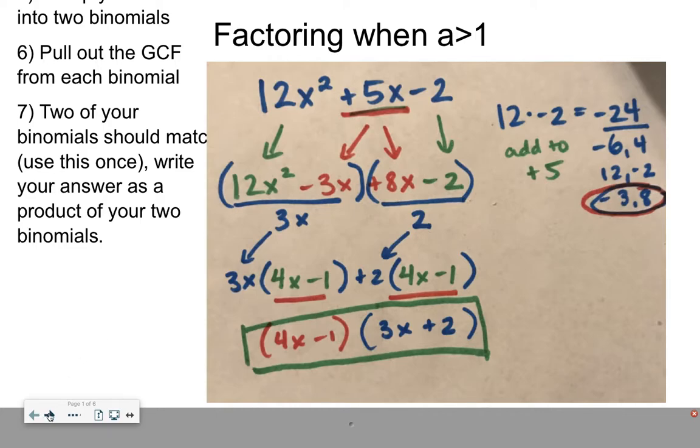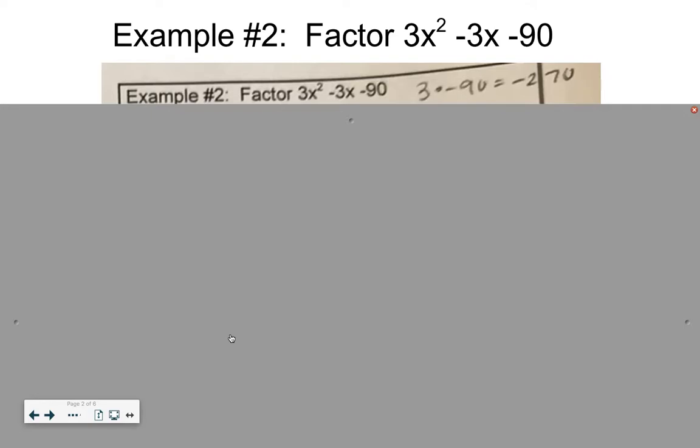Let's take a look at another one. All right, we're going to do the same process here. So we're going to start with step 1. Step 1 says to multiply a times c. So I'm going to do 3 times negative 90, which gives me negative 270. I'm going to be looking for factor pairs of negative 270 that add to negative 3.